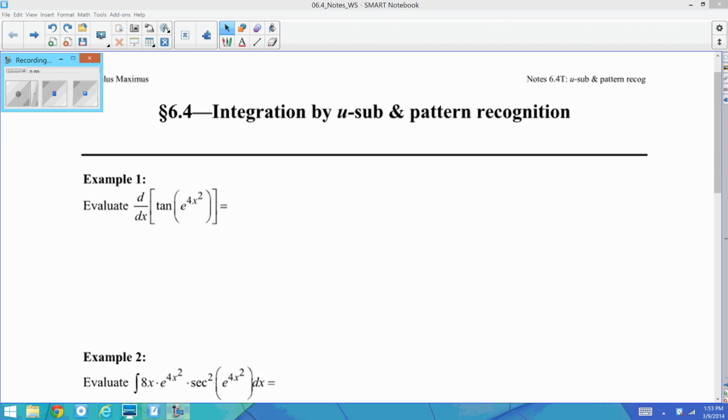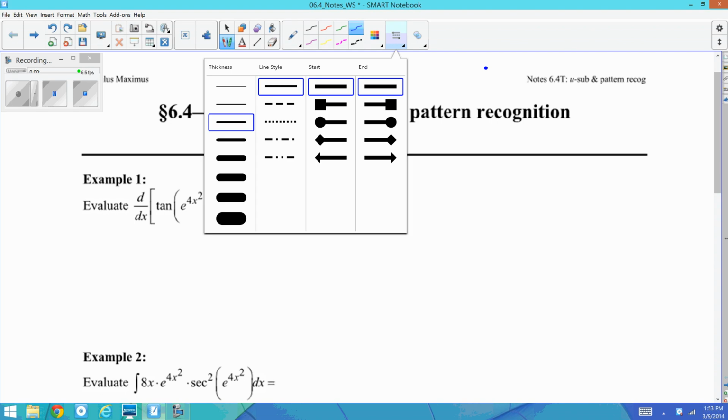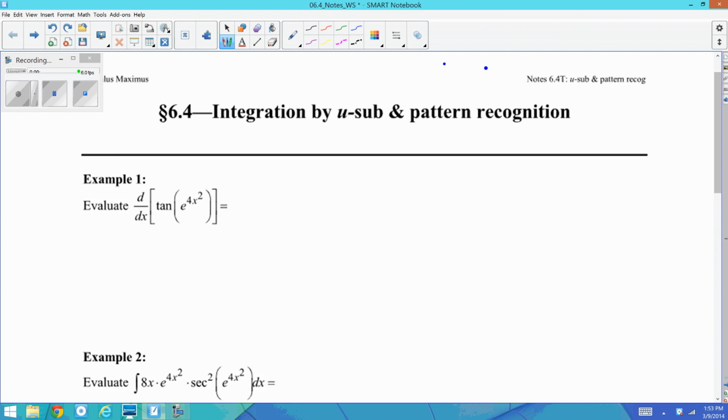Right, here we go. 6.4, integration by u-substitution and pattern recognition. Now, depending on whether you have to take this in college and what your professor believes, some professors make you use u-substitution every time. Other people just let you use pattern recognition or whatever method you can do.